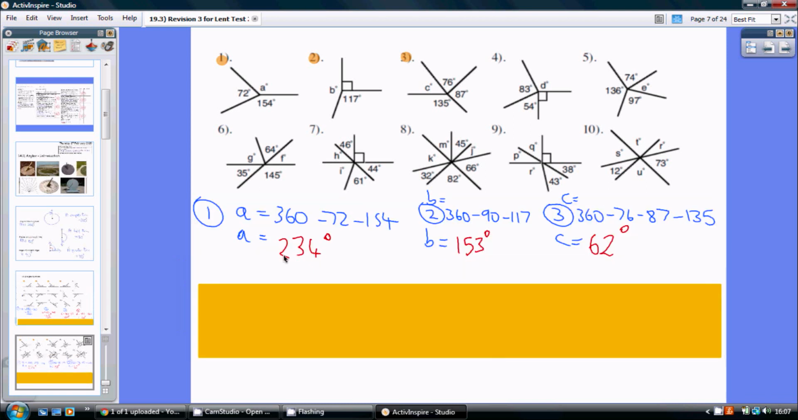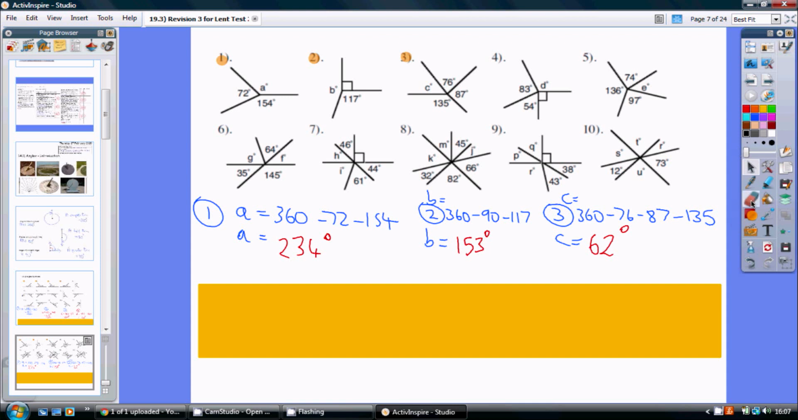So for number 1, A should be, that doesn't look right. That looks too big. I think I've gone wrong there. Shall I just double check my answer? So 360, take away 72, take away 154 is 134. Oh, obviously I've just missed a digit there. So 134 for that first one. Let's just correct that. Thought it looked a bit big. Right, then for question 2, B is 153. And for question 3, C should be 62 degrees.